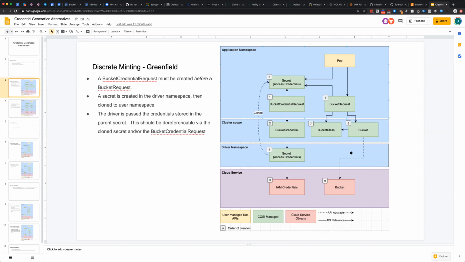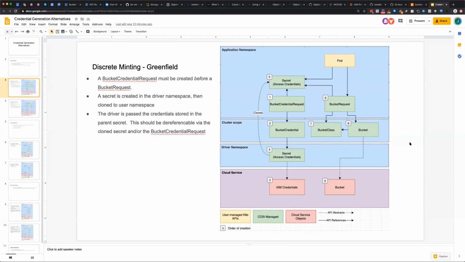So I'm trying to just show the actual APIs here. So yeah, please assume for all these that the driver is credentialed, it exists in the driver namespace, and that's all kind of in the background.